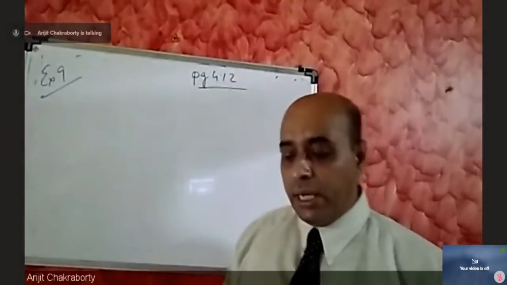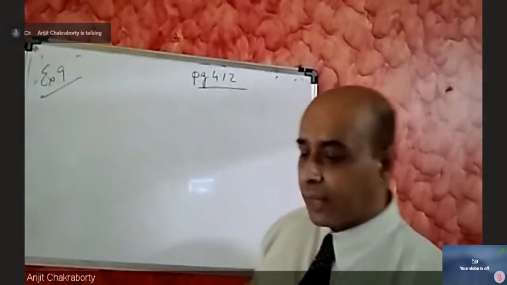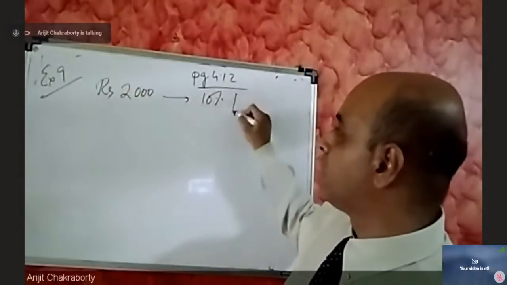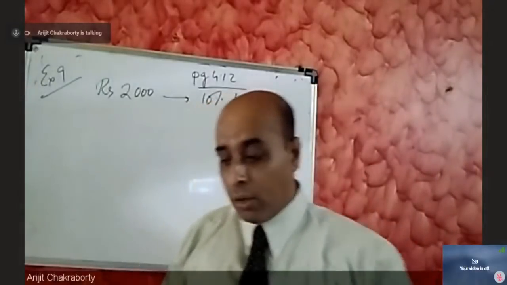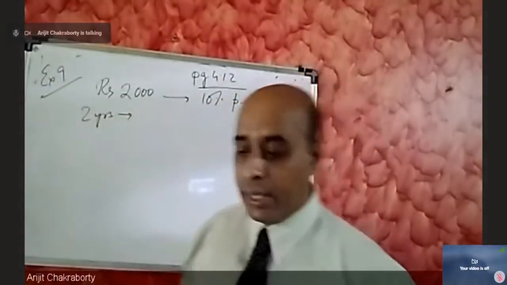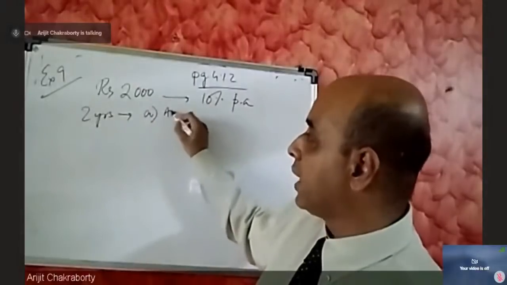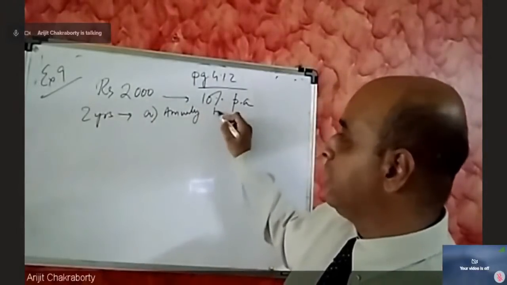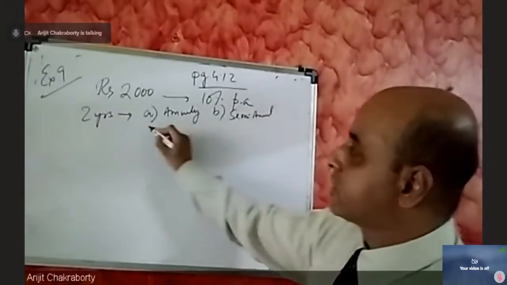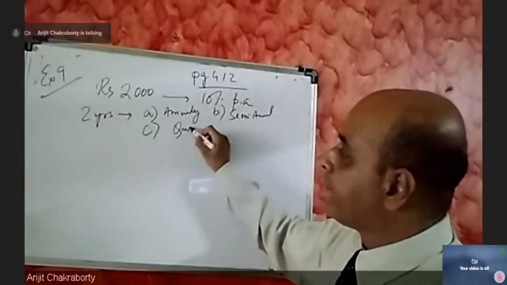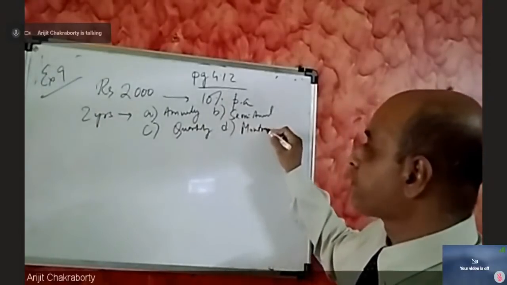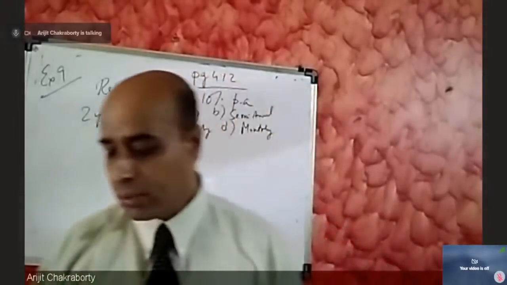The question here is: 2000 rupees is invested at the annual rate of 10% per annum. Now we have to find out what is the amount after 2 years. A, if the compounding is done annually. B, if the compounding is done semi-annually. C, if the compounding is done quarterly. And D, if the compounding is done on a monthly basis. So all 4 cases will be covered.